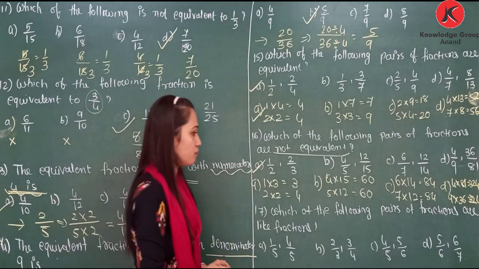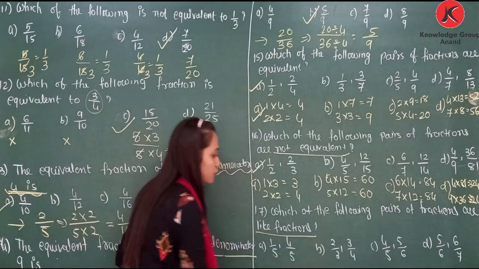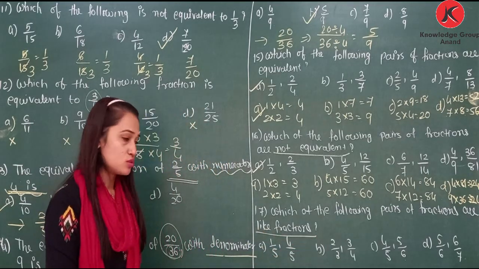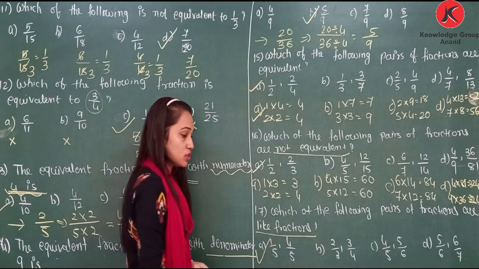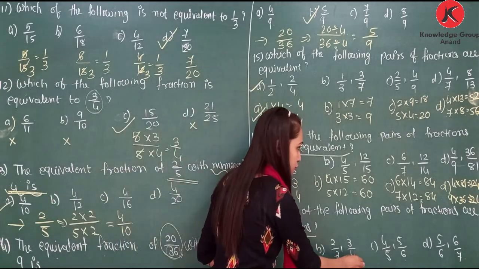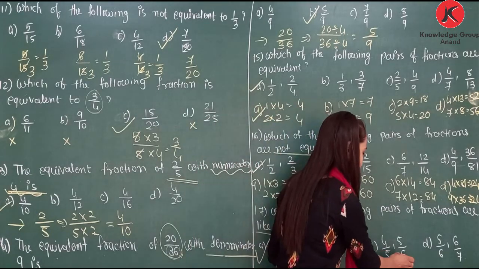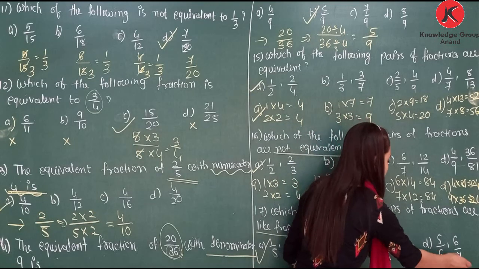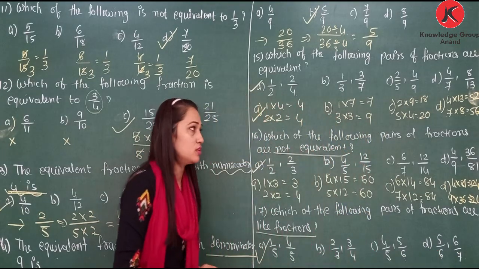Now next, which of the following fractions are like fractions? What is a like fraction? If the denominator is the same. So check the pair. Here the denominator is the same, so this is a like fraction. For the remaining 3 and 4, different denominators mean these are not like. For 5 and 6, unlike, and 6 and 7, unlike, because the denominator is different.